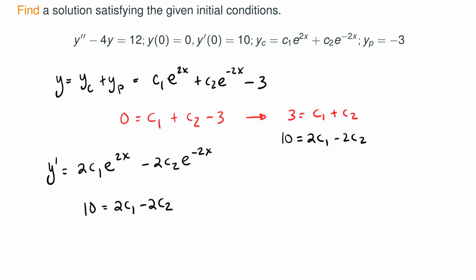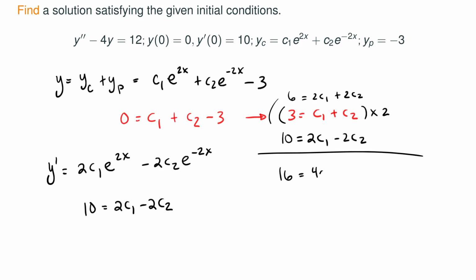Okay, and let's multiply the first equation by positive 2. That gives us 6 equals 2C1 plus 2C2. And then we'll add these together, and we get 16 equals 4C1, and nicely our C2's cancel. C1 must be 4. Okay, substitute that back into our first equation. 3 equals C1 plus C2, where C1 is 4. 3 equals 4 plus C2, so C2 must be equal to negative 1.